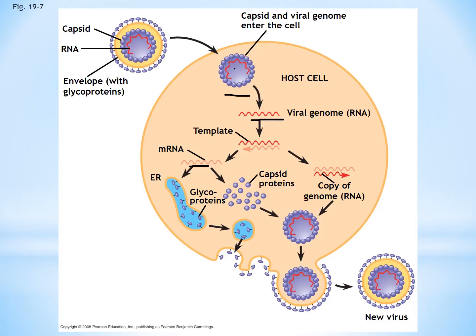glycoproteins in the ER. And then we also see that we can make copies of that RNA for the new genome. And so what ends up happening is now we have these viral proteins on the outside. We also have our new virus here budding off. And so now we have our new assembled virus.